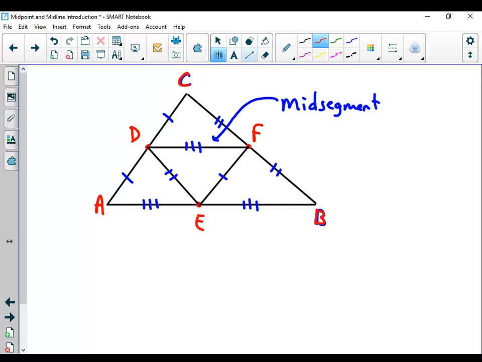What about EF? How does that compare to AC? Half as long as well. And if we go to the third side, we find out the same thing. DE is half of EC. So whenever we draw the mid segment, one thing that's going to happen is that mid segment will have a length that is half as long as that third side. That's one important fact, and we'll summarize it here in a second.